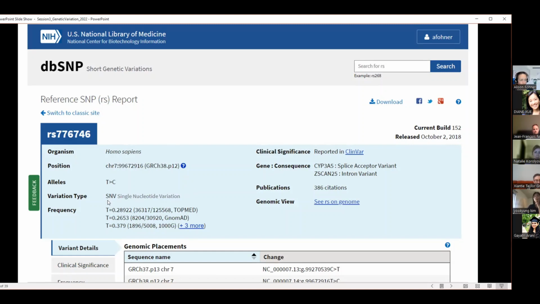It includes frequency information. So how common are these different nucleotides across different populations, if it's been linked to any clinically significant outcome, where it is, what gene it's in, what type of variant it might be. Is it non-synonymous in a coding region? Is it intronic?